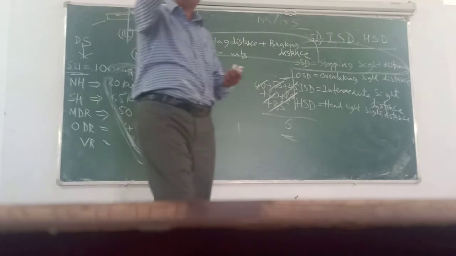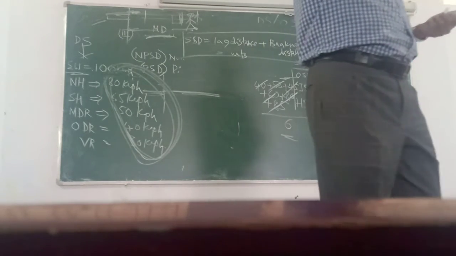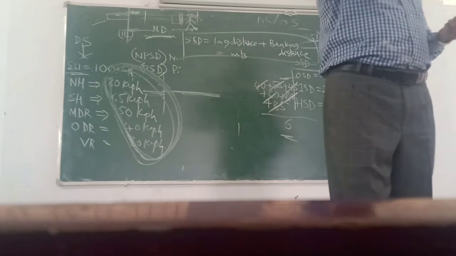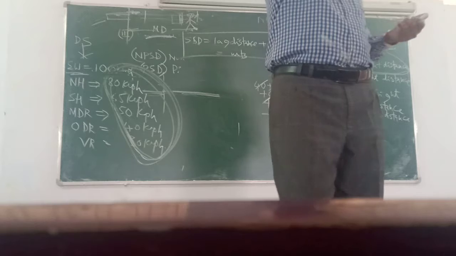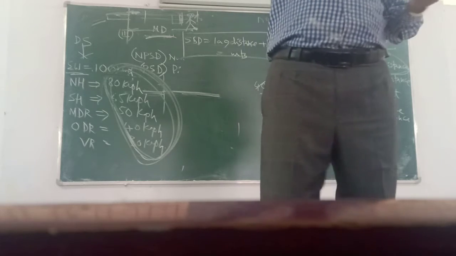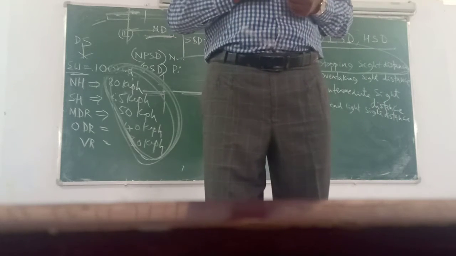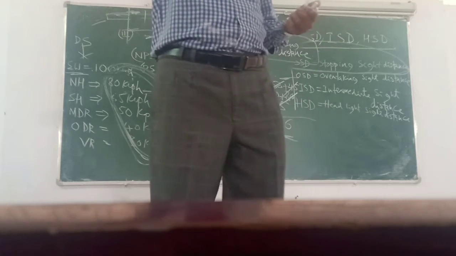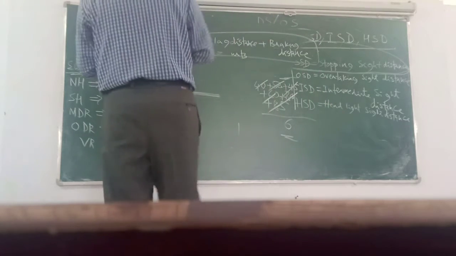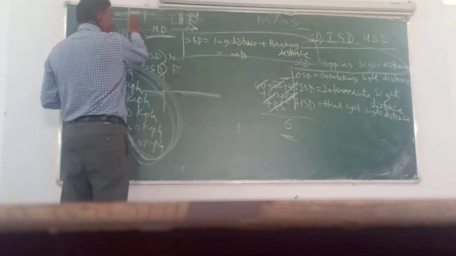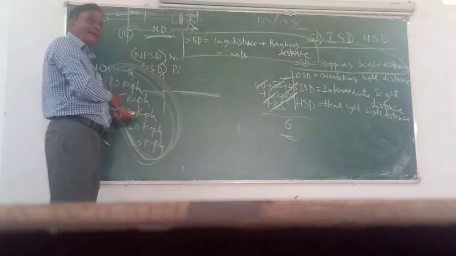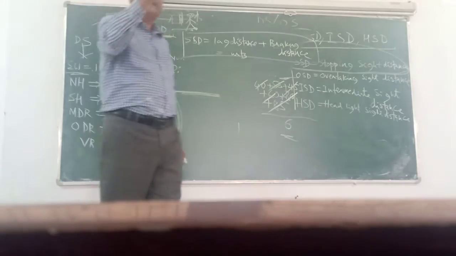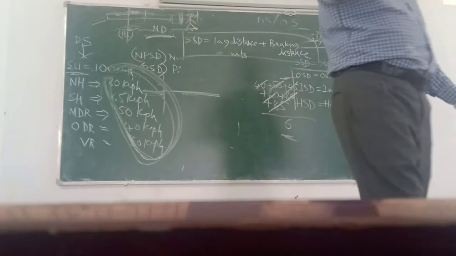No driver will apply it immediately, because he is going at uniform speed. At that uniform speed, even if a kid crosses or an old man crosses, he never bothers. Only he will visualize, oh, a kid is crossing. But he will not apply the brake yet. As he is not applying the brake, what is going to happen? The bus keeps on going. Correct or not?